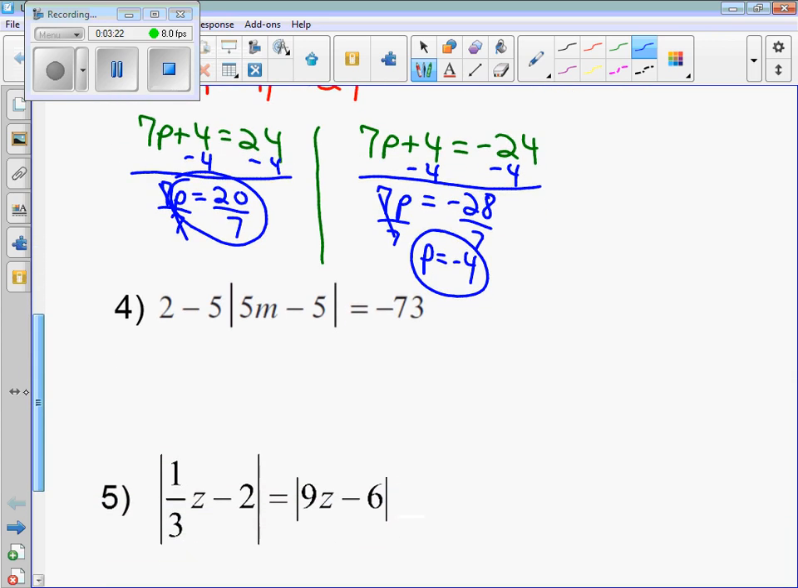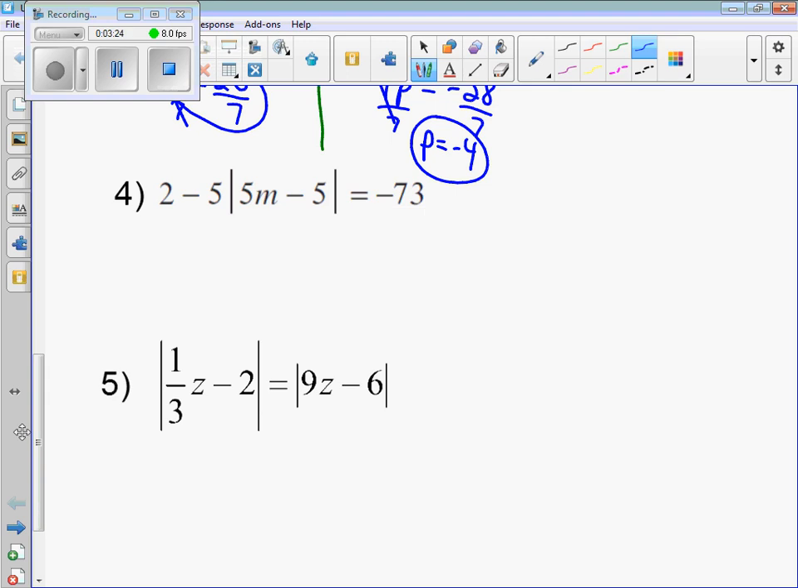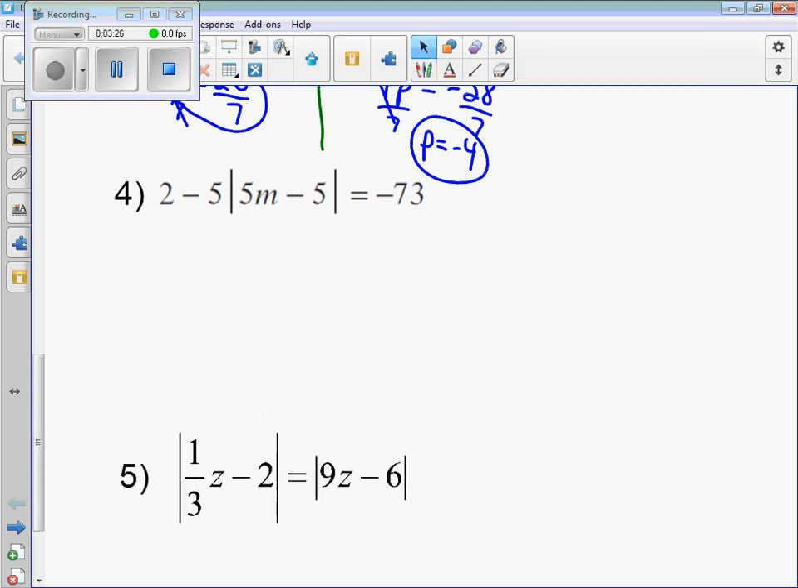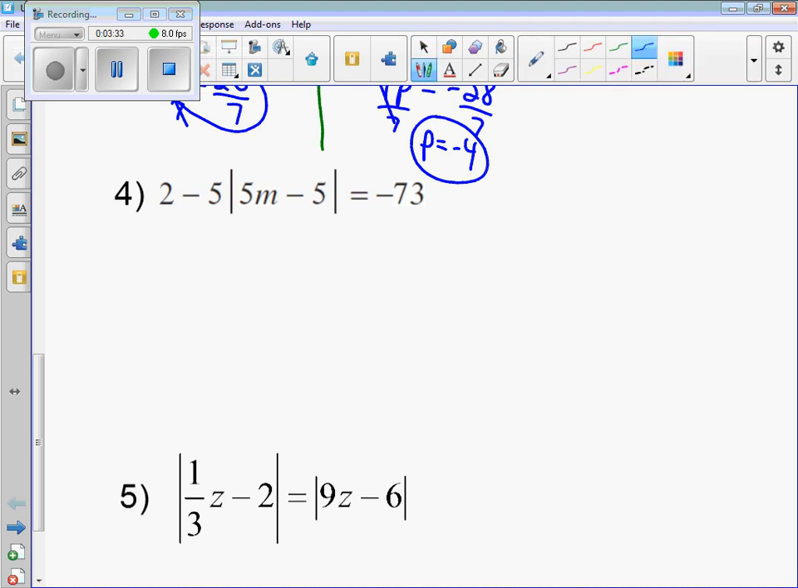Moving on. Number 4. We have -2 minus 5 times the absolute value of 5m minus 5. We have a subtraction on the outside and a multiplication. Remember order of operations, so we do the reverse order of that. So we have subtraction and multiplication. If we're subtracting, that tells us that we're going to have to do something with that first. Well, we don't actually do something with subtraction. The 2 is a positive 2, so we're going to subtract 2.